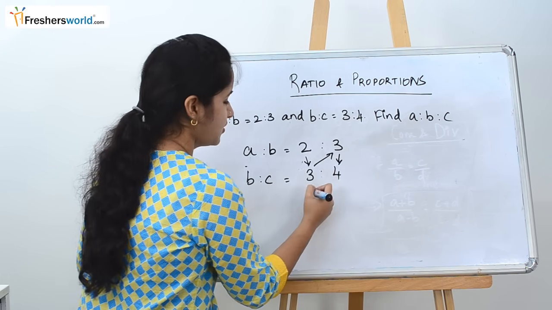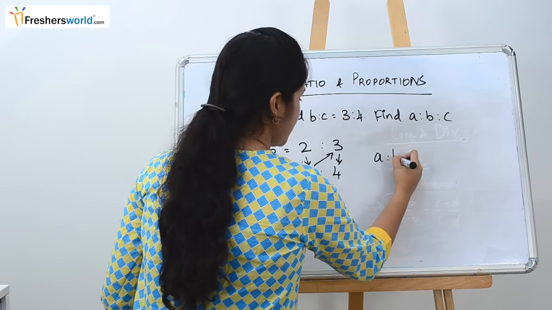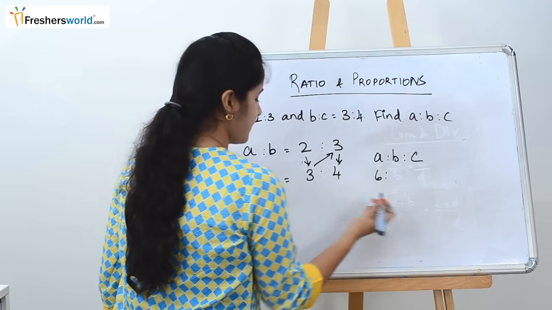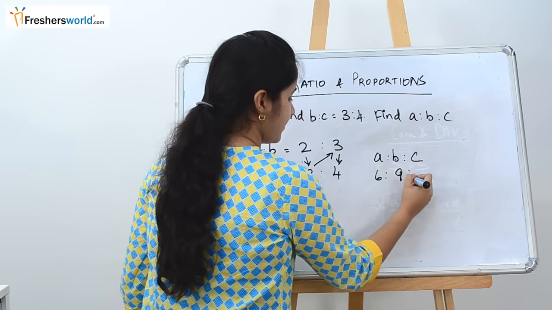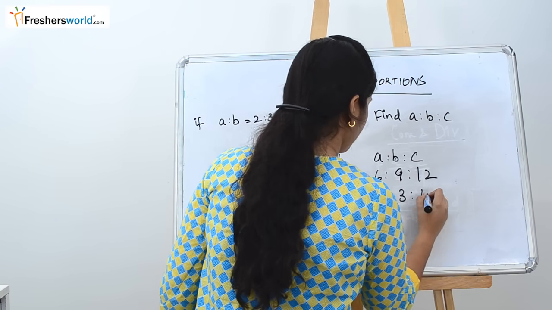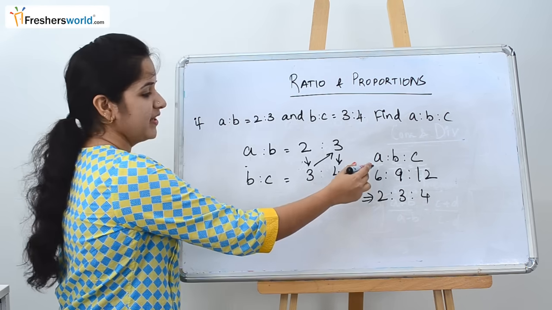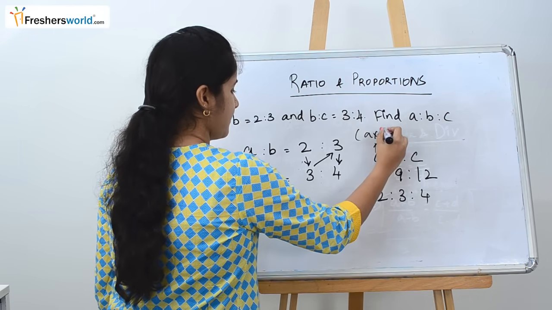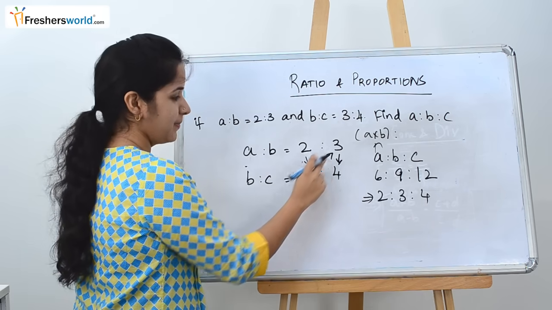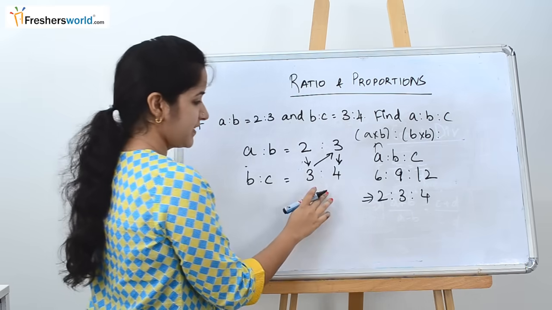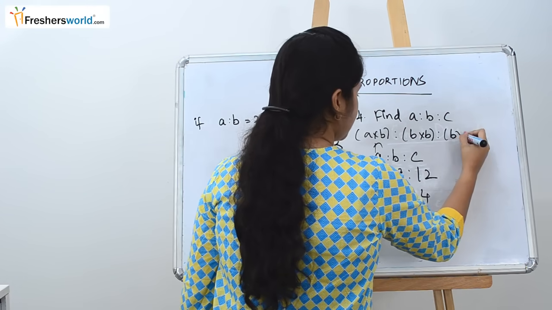To find A is to B is to C, what do we do? 3 into 2, 6. 3 3s are 9. 4 3s are 12. So it is nothing but 2 is to 3 is to 4. So what do we do here? To find the A, we are multiplying A and B. To find the B, we are multiplying both these B's. To find the C, we are multiplying B into C.